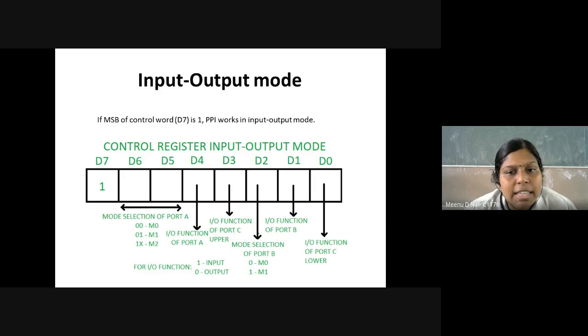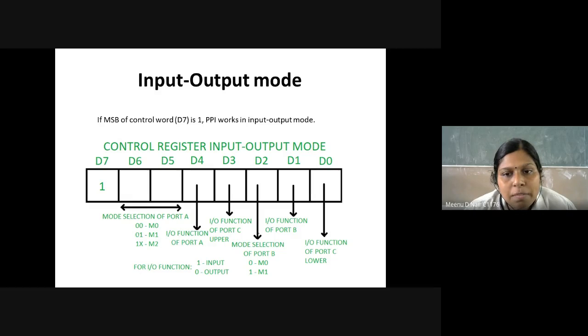Now we are going to see D3. D3, so port A plus group, first we are going to see group A. So port A plus port C upper. The input output function of port C upper is given in D3. That is also, if it is 1, it is the input function. If it is 0, it is the output function.